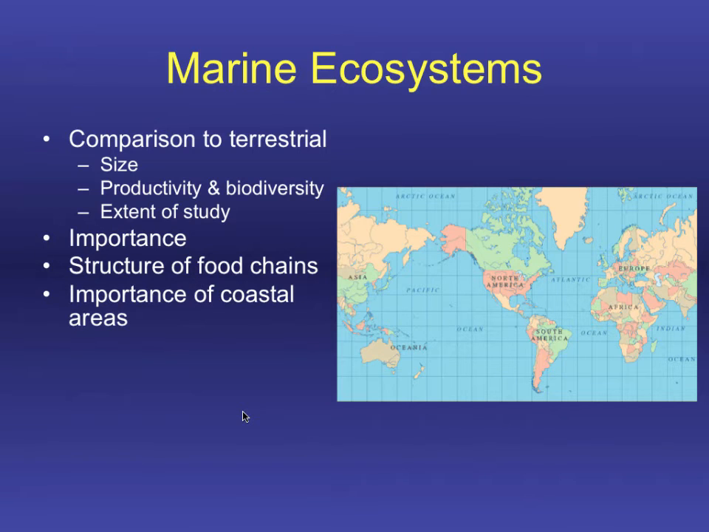Oftentimes in these marine ecosystems, what we'll find is the base of the food chain is not a plant. There actually aren't that many marine plants. But there are algae kinds of things, protist kinds of things. So diatoms and dinoflagellates and those kinds of single-celled microscopic photosynthetic organisms that are part of what we call the phytoplankton.